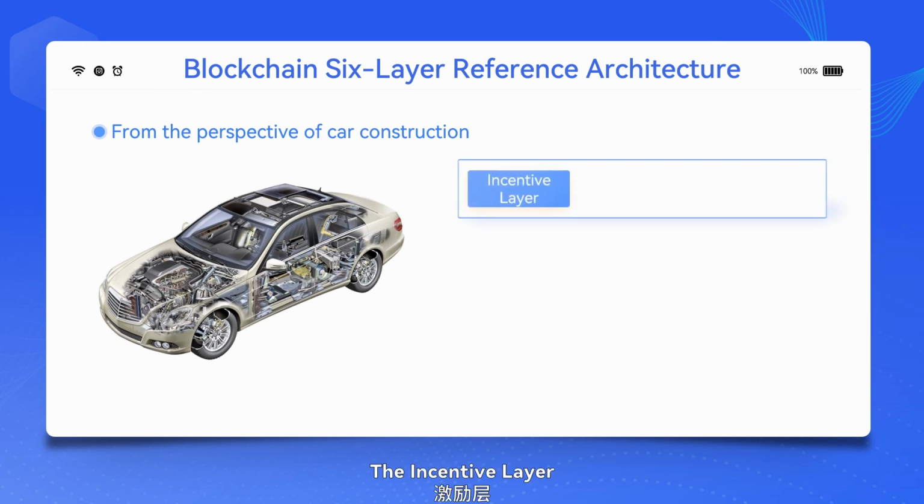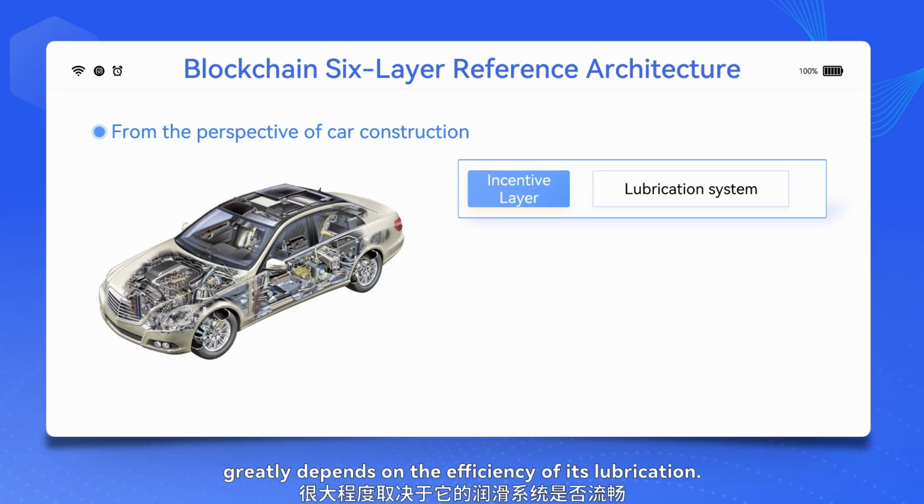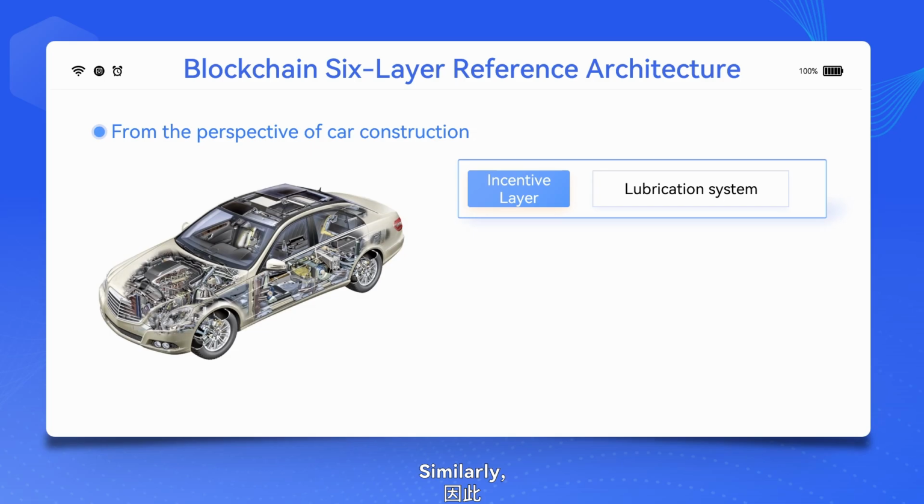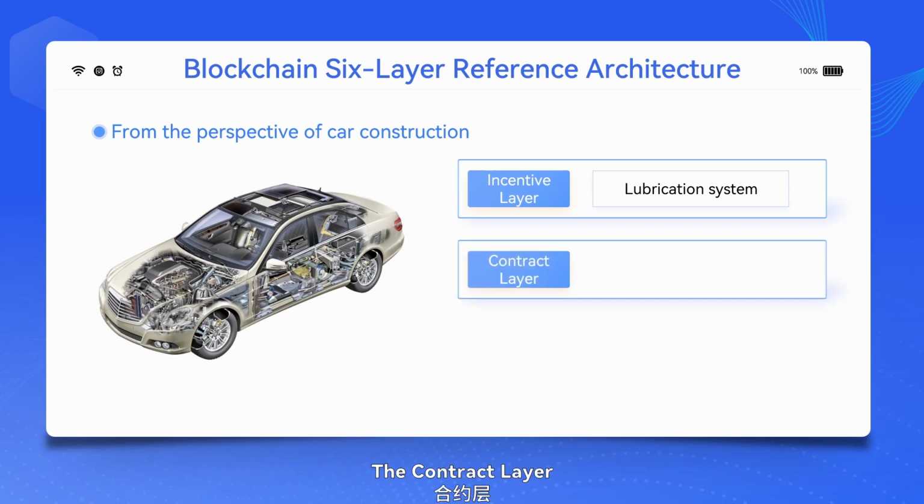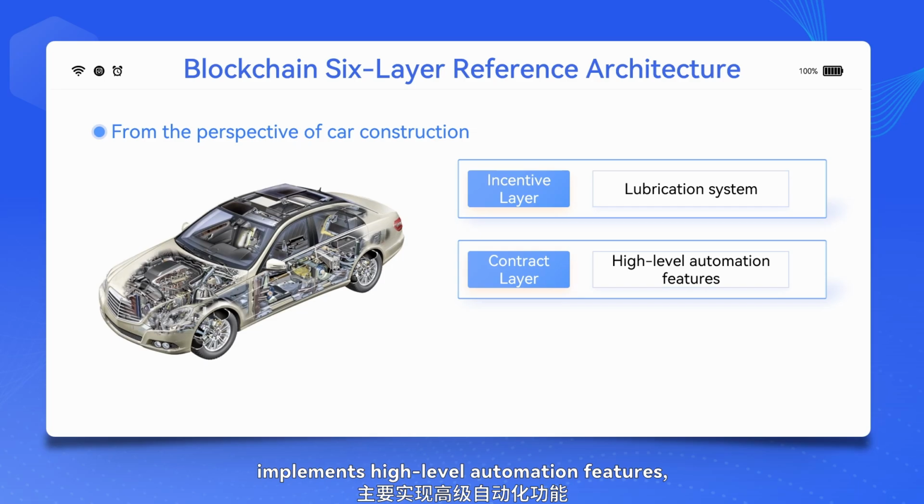The incentive layer is like the lubrication system in a car, as the smooth running of a car greatly depends on the efficiency of its lubrication. Similarly, the incentive layer plays a crucial role in motivating the blockchain to function effectively. The contract layer implements high-level automation features, similar to the automatic transmission in a car that performs automated operations.